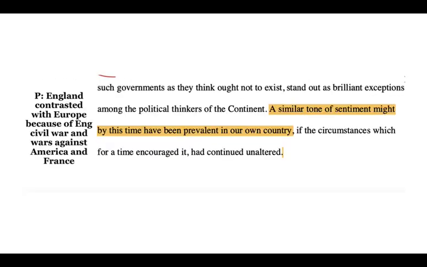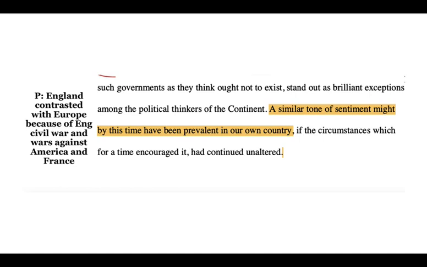And then lastly, I have a prediction at the end of this paragraph, and that's not a bad place. The start and end of a paragraph is a really good place to make your predictions, because at the beginning of the paragraph, you're making a prediction about where this is headed. At the end of the paragraph, you're making a prediction about what comes next. So here, Mill is basically saying in the sentence I highlighted, a similar tone of sentiment might by this time have been prevalent in our own country.